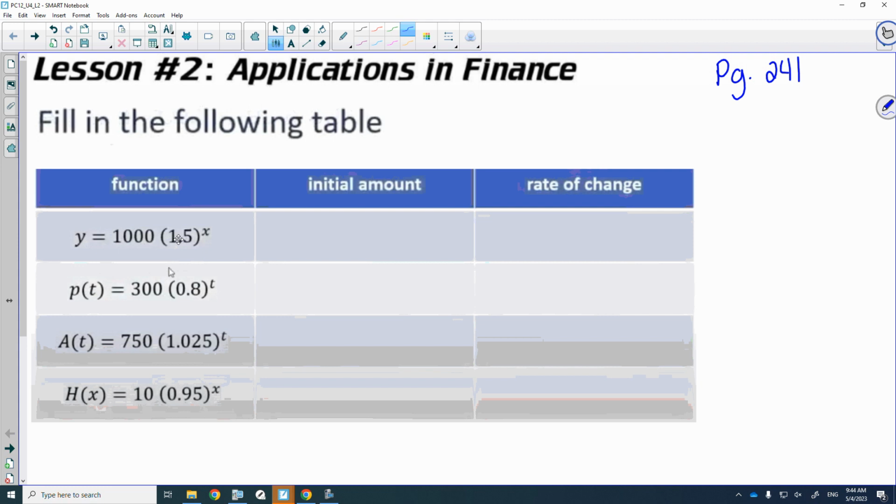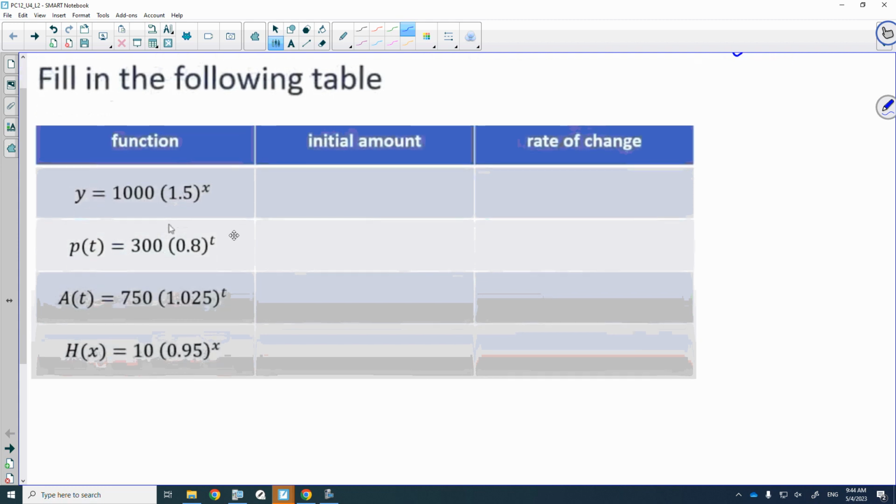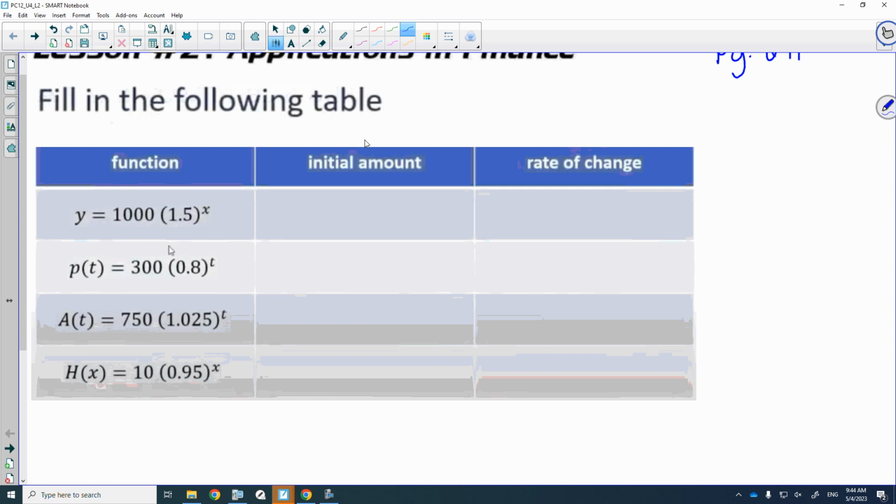So before we start, let's just look at this table and fill it in with the initial amount and then the rate of change. So remember that in the exponential equation, y is equal to ab to the x, a, yes, it's the y-intercept of our graph, but it's also the initial amount. So the initial amount you invest, the initial amount of bacteria, the initial amount of the population. And then y is always your final amount.